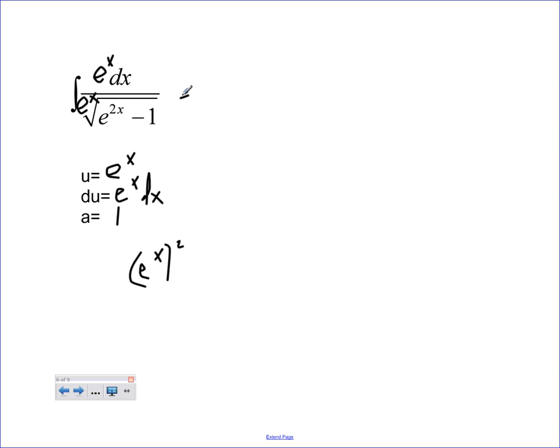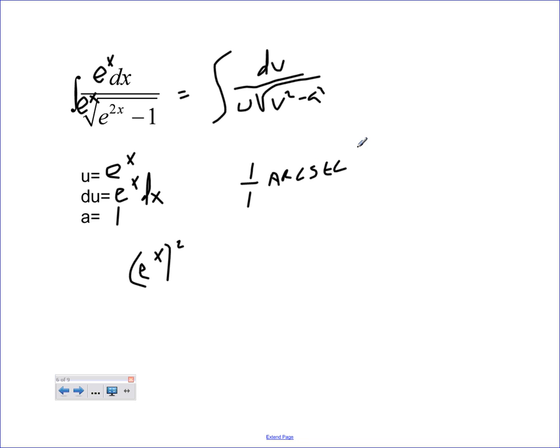Okay, if I go through now and just do the full substitution, just so you see what I did, e to the x dx, that's du. On the bottom, I've got e to the x, which is what u is, and then I've got the square root of u squared minus a squared, right? So that's my arcsecant formula. And so for the arcsecant, I need 1 over a, which is 1 over 1, arcsecant, u over a, and u is e to the x over 1, plus c.